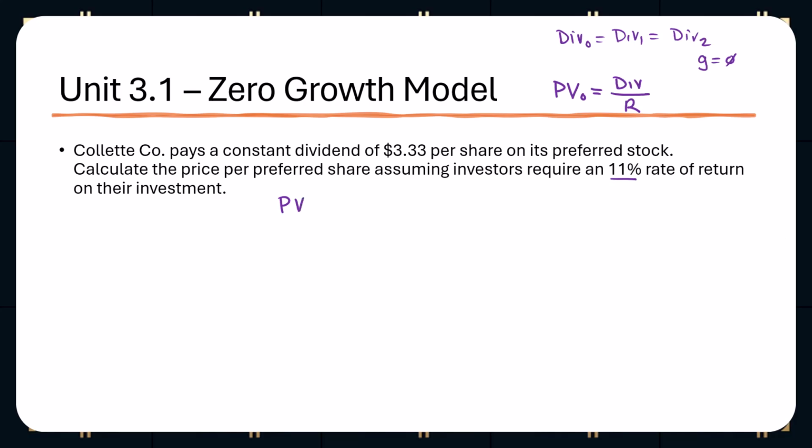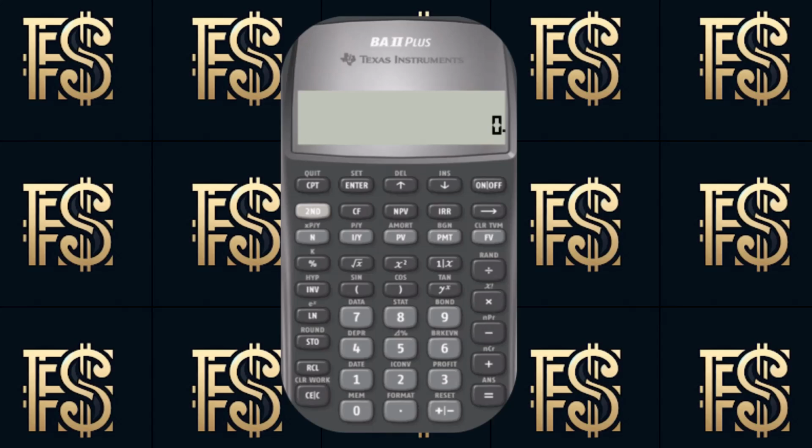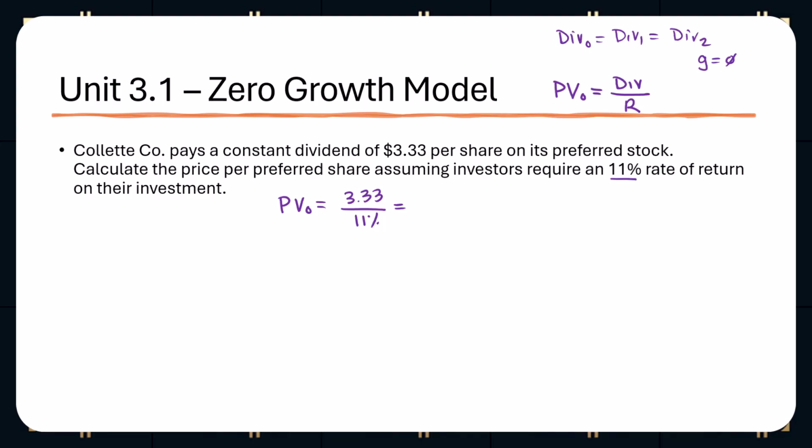So we'll just take the equation. PV0 is equal to the $3.33, and then we'll divide that by 11%. 3.33 divided by 0.11. And we see that an investor would be willing to pay $30.27 to acquire this investment.